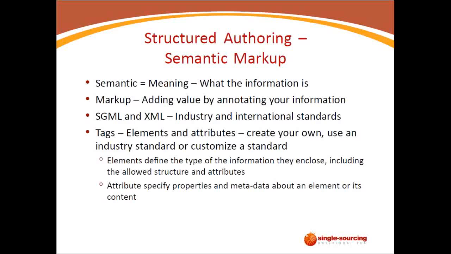Semantic markup uses tags to annotate information. These include elements, which define the type of information that they enclose, including the types of content allowed and the attributes which can be specified for the element. Attributes specify properties and metadata about an element or its content. While attributes are simple, named values with no internal structure, elements can contain both text and other elements in a hierarchical fashion. By specifying how elements can be nested, including ordering and repetition, authoring practices can be specified and enforced, leading to greater consistency and providing guidance to authors.